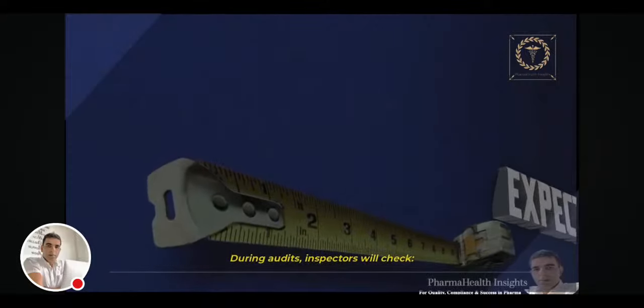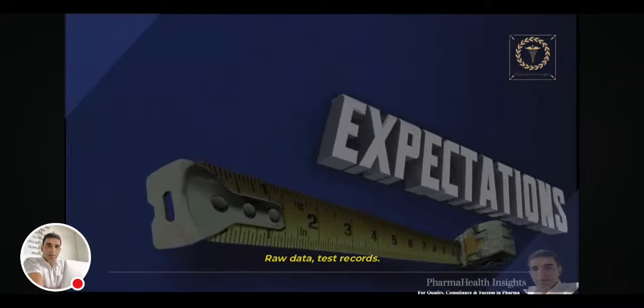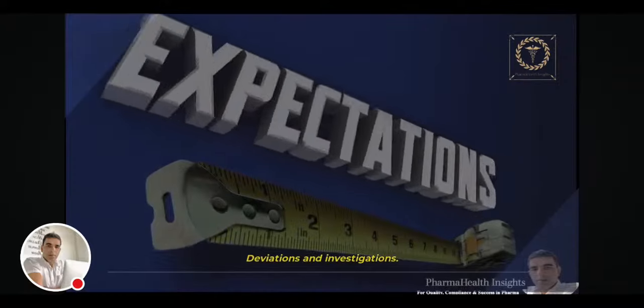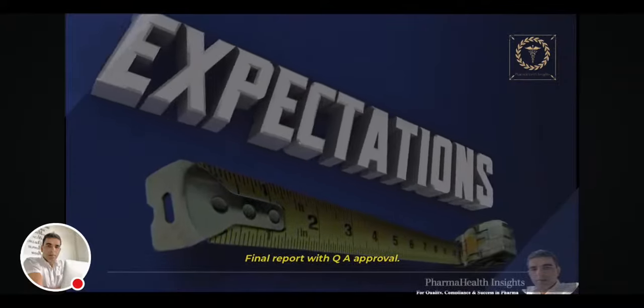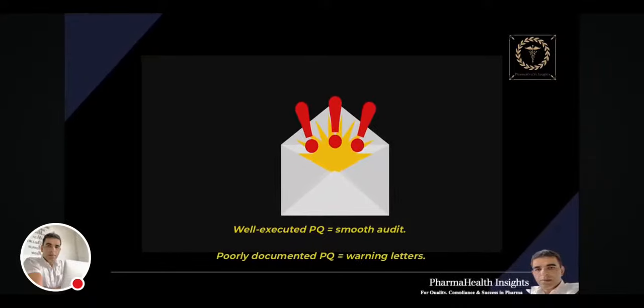During audits, inspectors will check approved PQ protocol, raw data, test records, deviations and investigations, and the final report with QA approval. Well-executed PQ equals smooth audit. Poorly documented PQ equals warning letters.